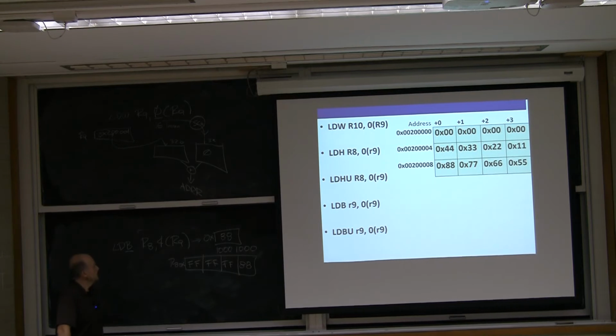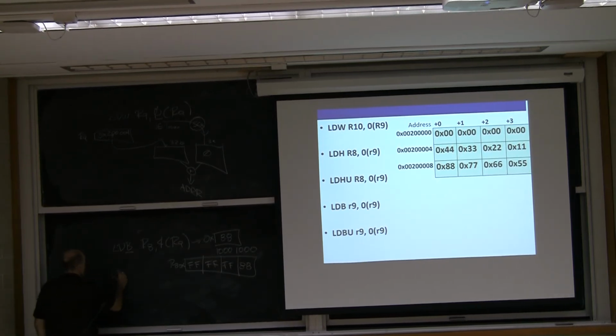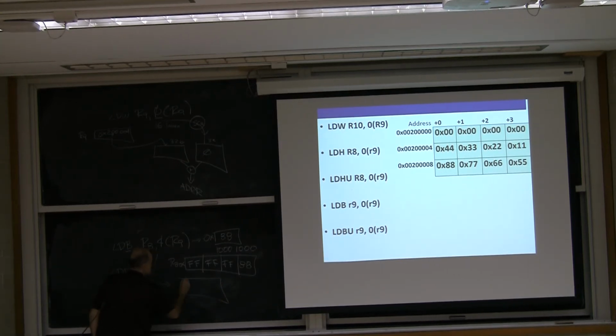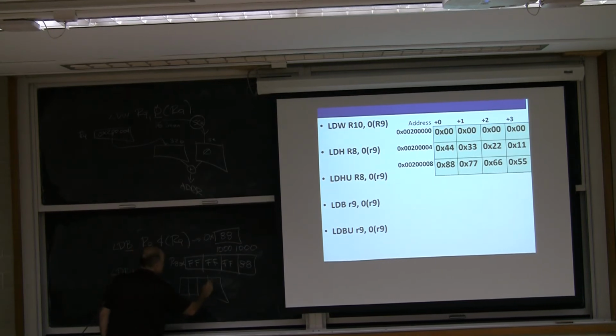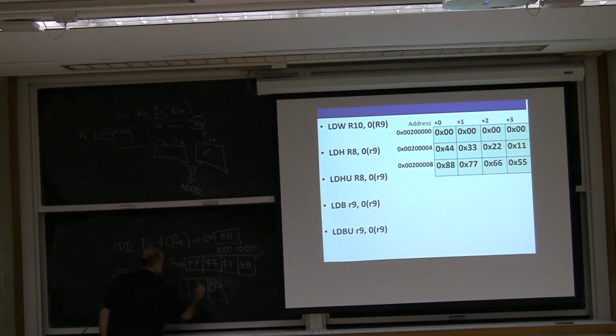If we did load BU instead of B, then we get all zeros. Load BU, same thing, will give you this. Because it says treat this as unsigned.